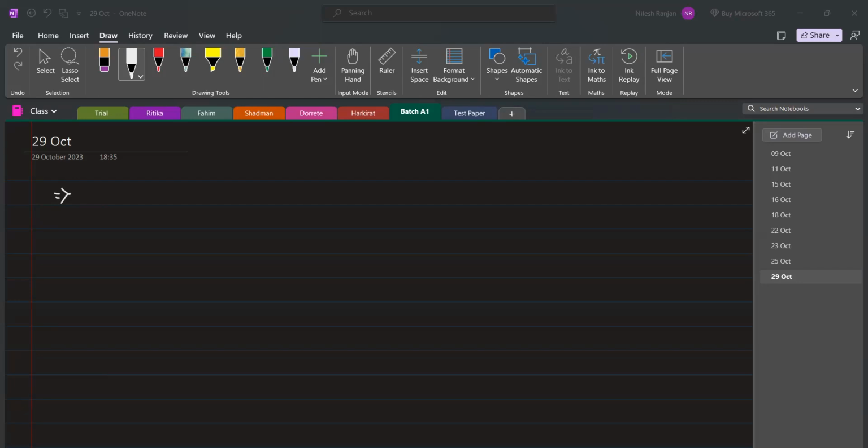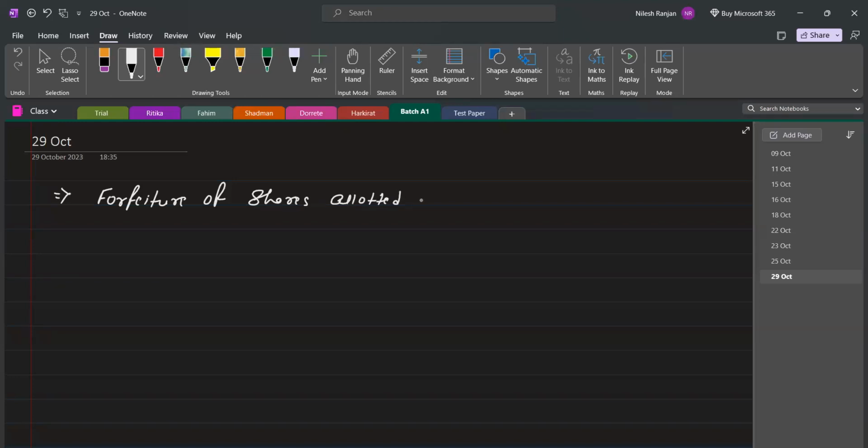So today we are going to discuss forfeiture of shares allotted on pro rata. It means there is oversubscription and we have issued our shares on pro rata basis, and after some time, after the non-payment of call, we have forfeited the shares. Okay.